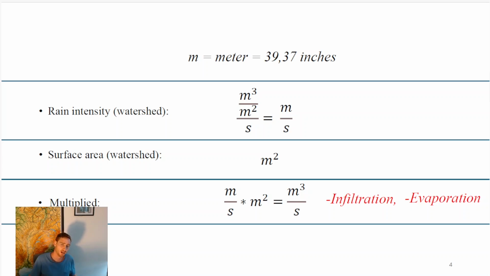So, for example, we have infiltration, right? Some of the water that comes down with the rain will not end up in the main river, but will simply flow away through the rocks and the soil. And also, some of it's going to be lost to evaporation.